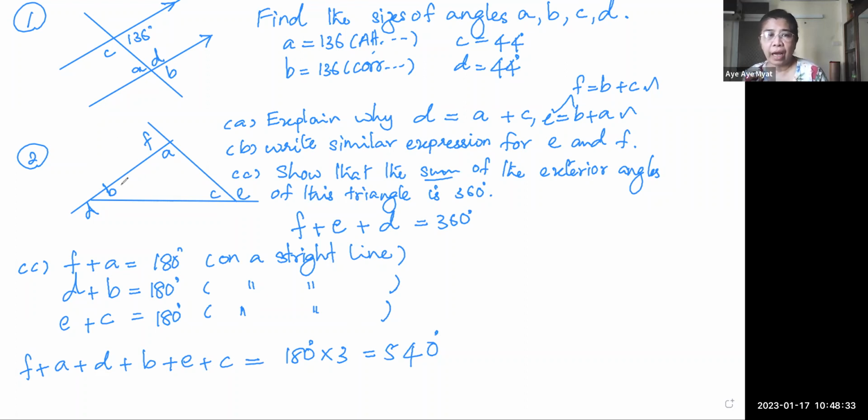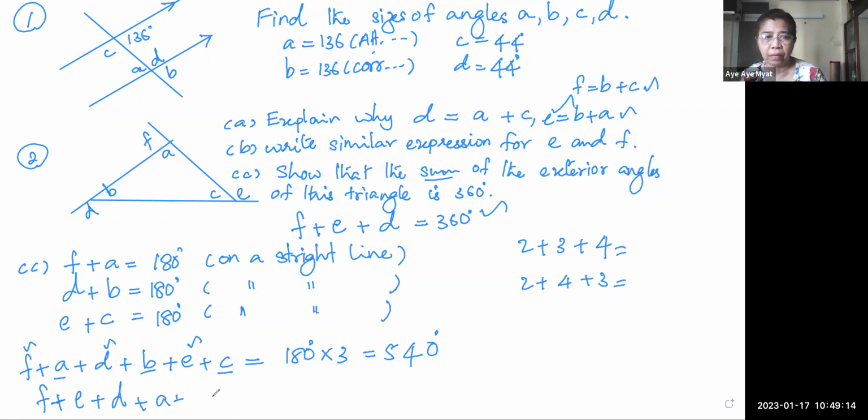Now in triangle ABC, the angles sum to 180. Angles 2 plus 3 plus 4 together make 180. So A plus B plus C, the sum of angles here, is equal to 540 degrees.